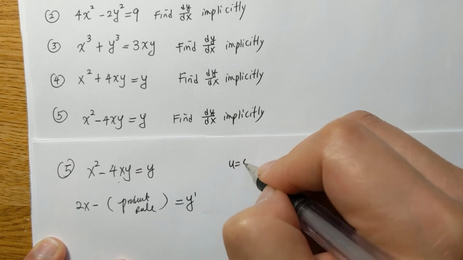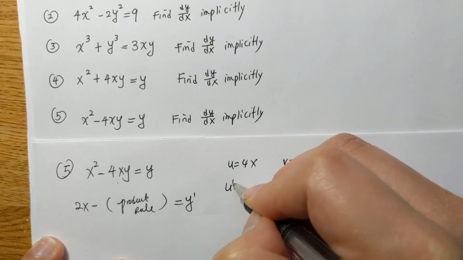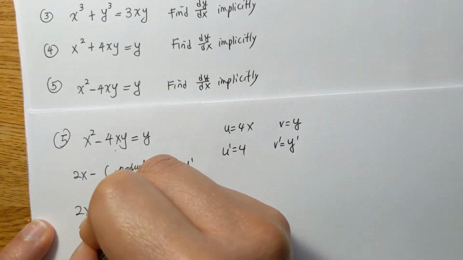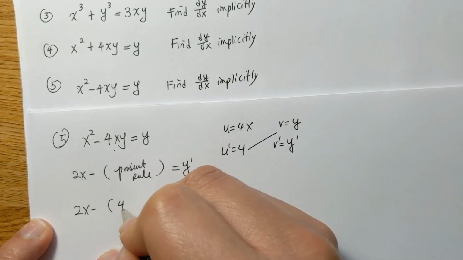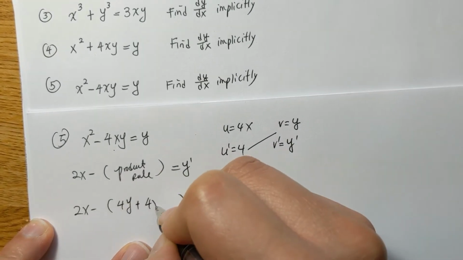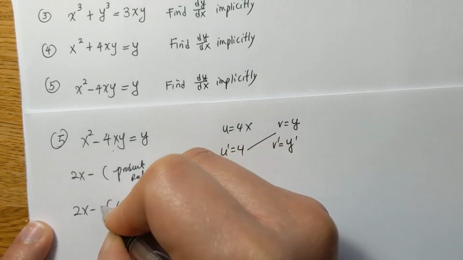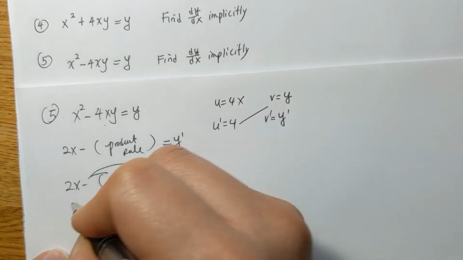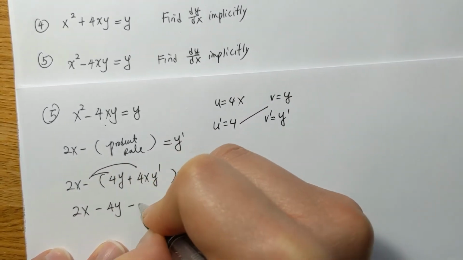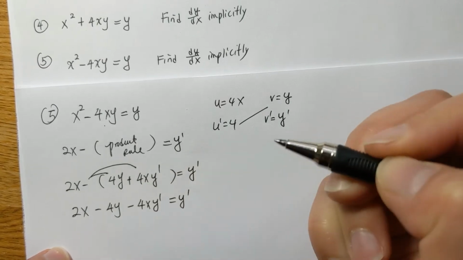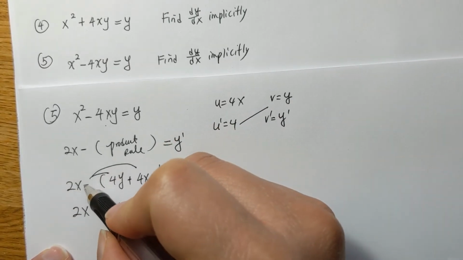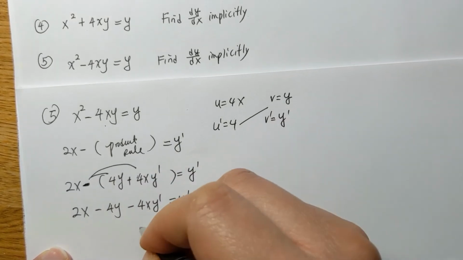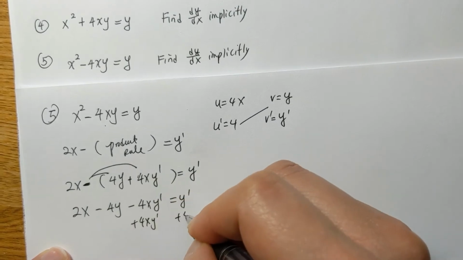Okay, so we had u and v. So 2x minus 4y plus 4xy prime equal to y prime. So don't forget to distribute the minus sign if there was a minus sign in front of the product. So it becomes 2x minus 4y minus 4xy prime equal y prime. So the only difference is if there was a minus sign in front, you have to distribute it. So now we're going to plus 4xy prime on both sides.